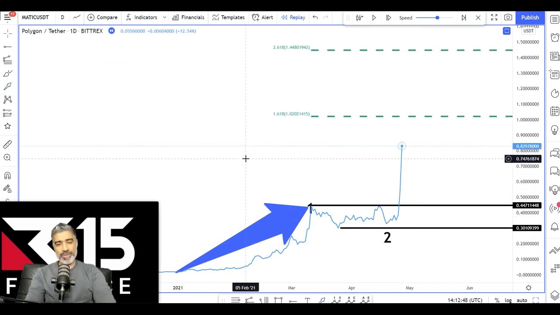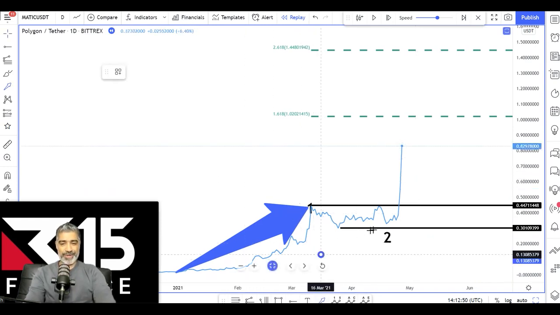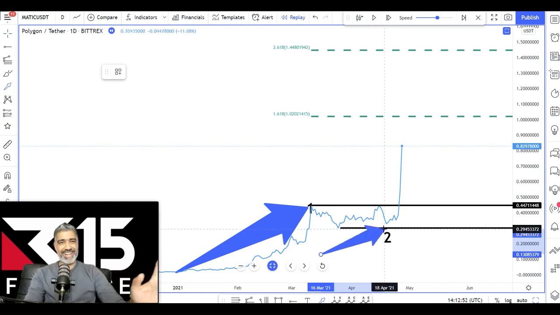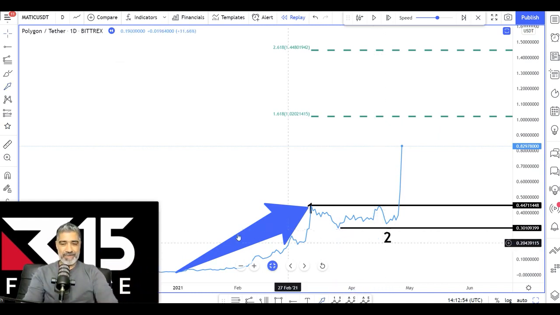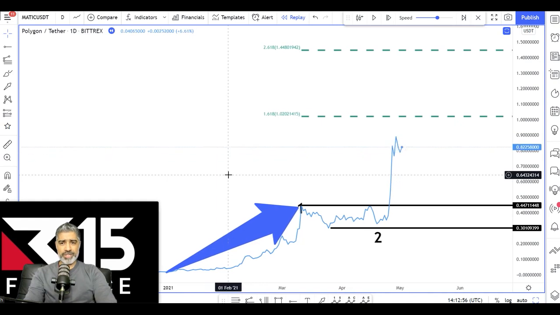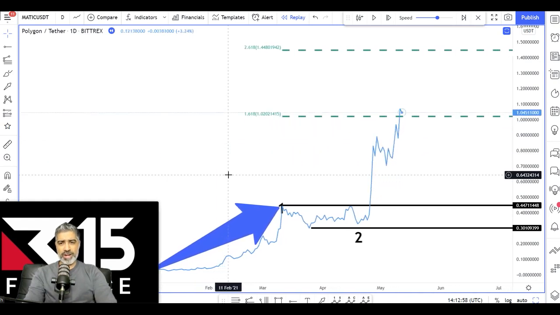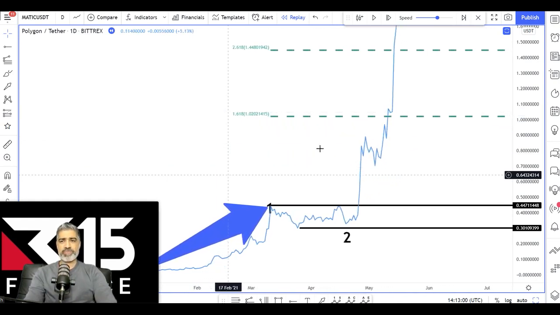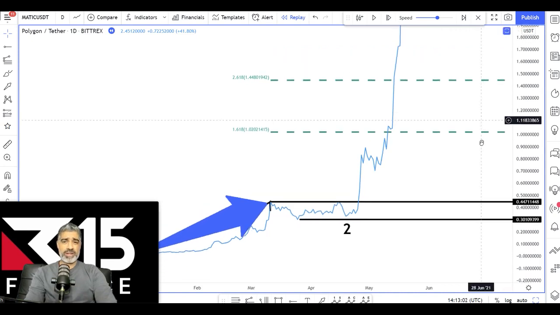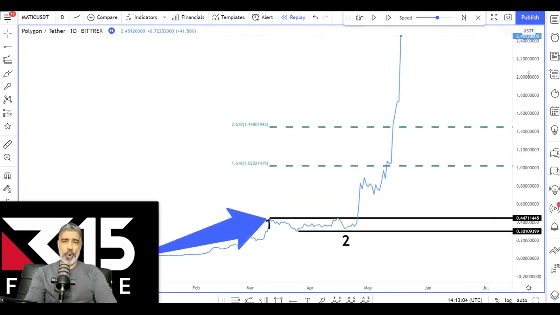So I was very annoyed, to be honest, that I didn't manage to buy back in. I had to let it go, though. You have to let it go. It is what it is. And then, boom, it just exploded. It did a nice little correction, and then it went all the way, just shot past. It just overextended.